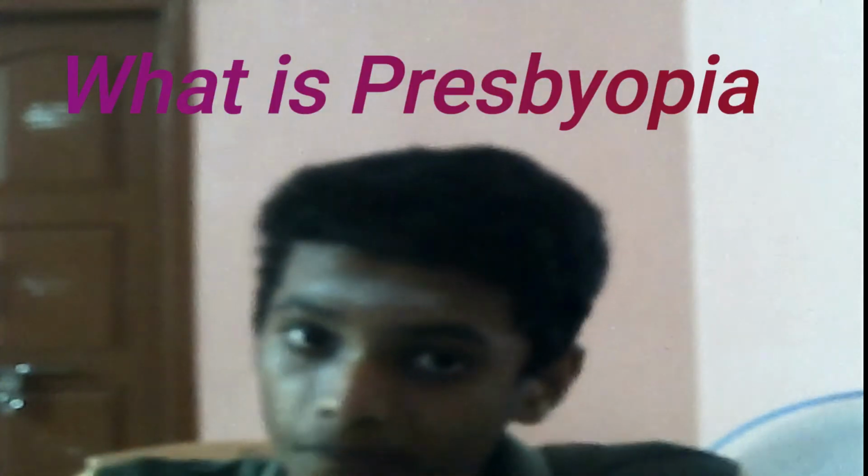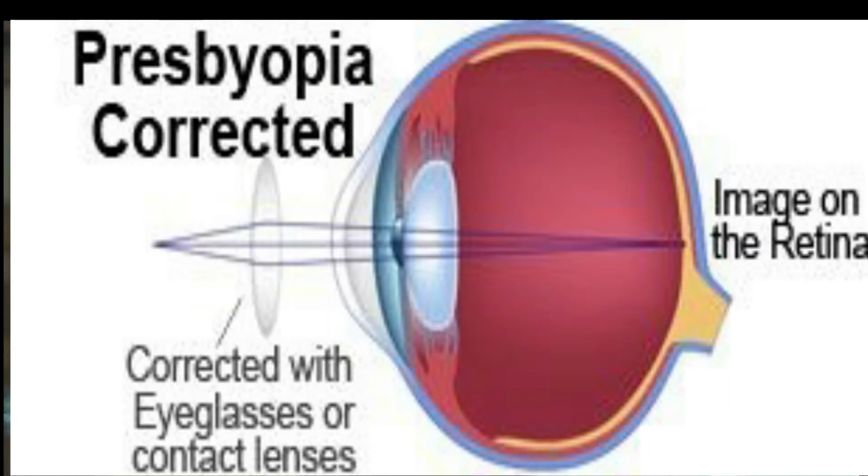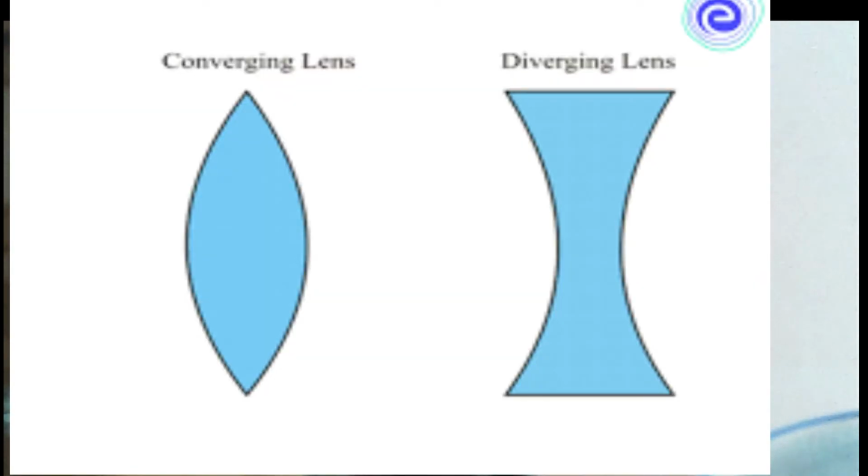Welcome to Adult Presbyopia. Today we are going to learn about presbyopia. Now, what is presbyopia? For most people, the near point gradually recedes. They find it difficult to see nearby objects distinctly. The eye can be corrected by using a concave lens and a convex lens. This defect is called presbyopia.